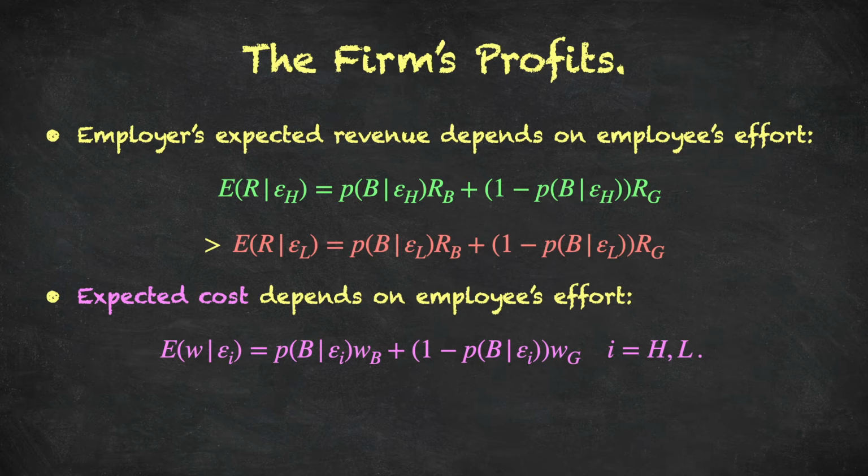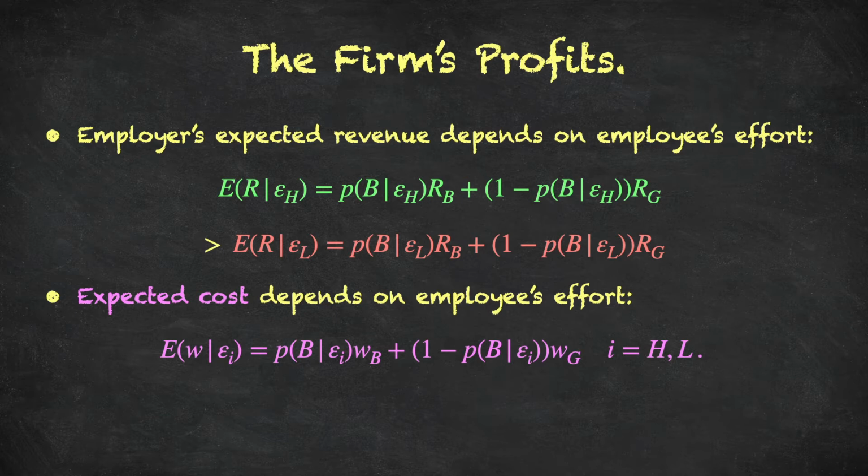Of course, the employee chooses a level of effort which is going to affect the likelihood of the bad state versus the good state, and so affect the expected cost of the contract that the employer is using to pay this employee. So in general, the expected cost of the contract that the employer is using will be the expected value of W conditional on the level of effort.